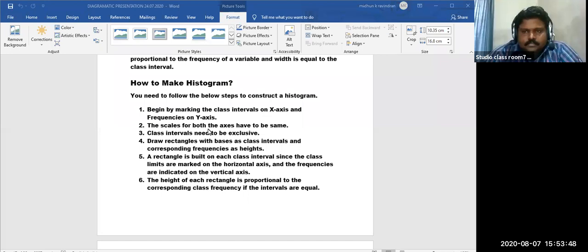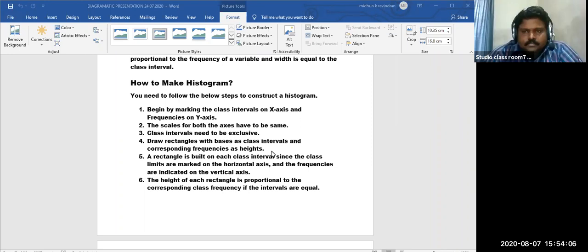Next one, class intervals need to be exclusive. You can exclude also, no problem. There is no importance for class intervals here. Draw rectangles with the bases as class intervals and corresponding frequencies as heights.